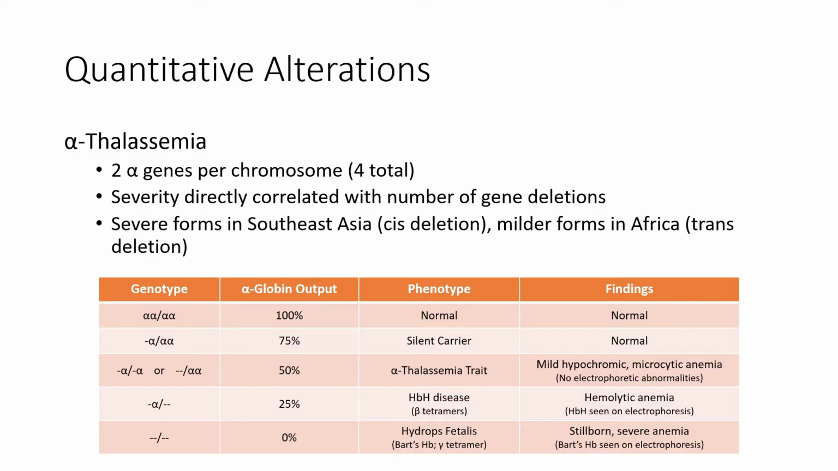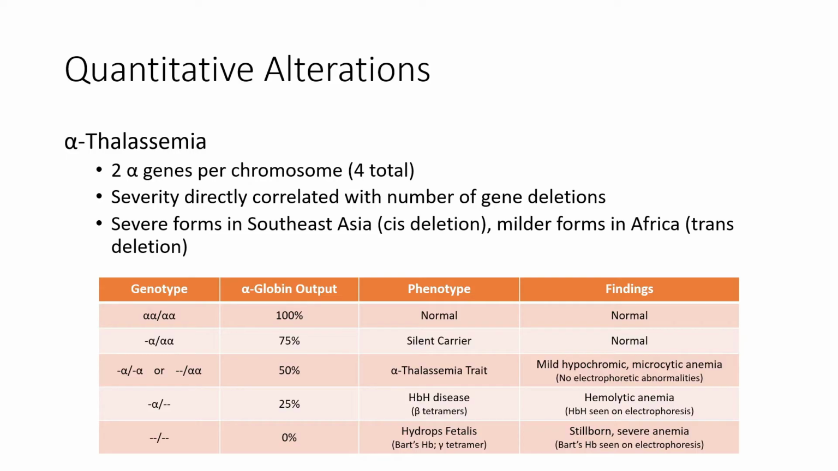When the 2 absent genes are missing from the same chromosome, we call this a cis deletion, and this is more commonly found in Asian descendants. When the 2 deleted genes are from different chromosomes, we call this a trans deletion, and this results in a milder form of the disease and is found much more commonly in African descendants.